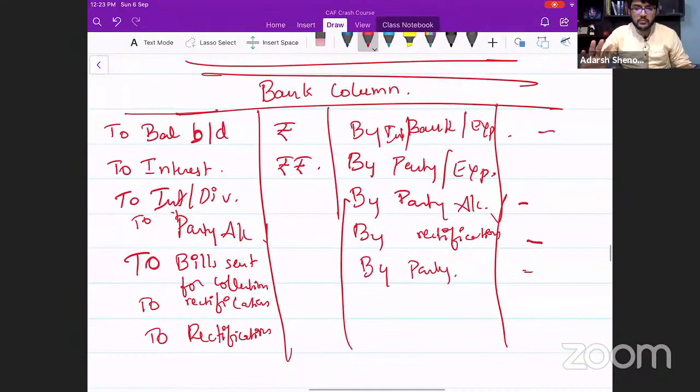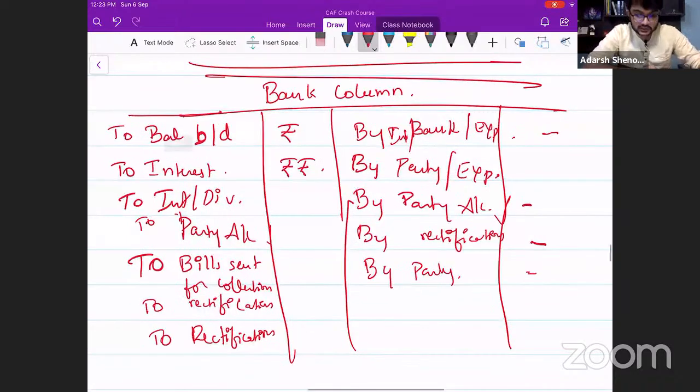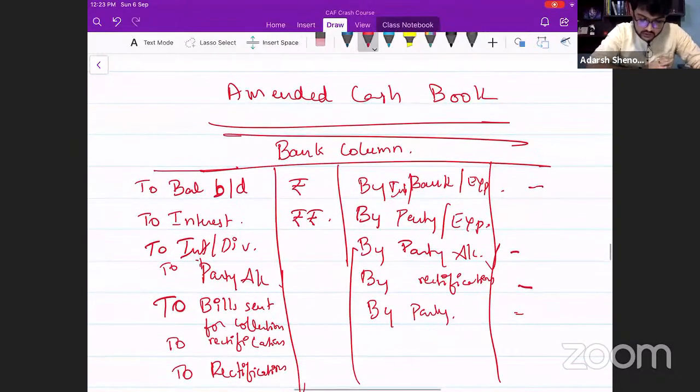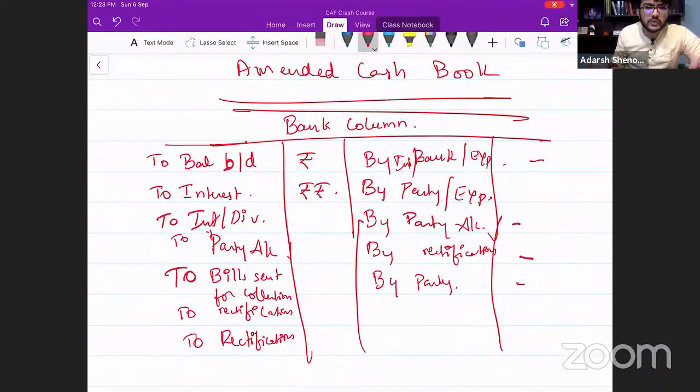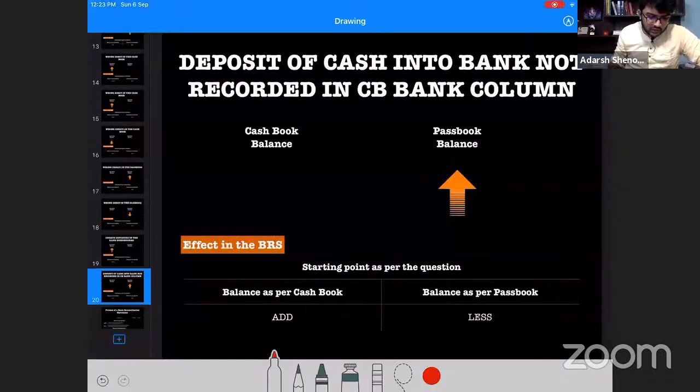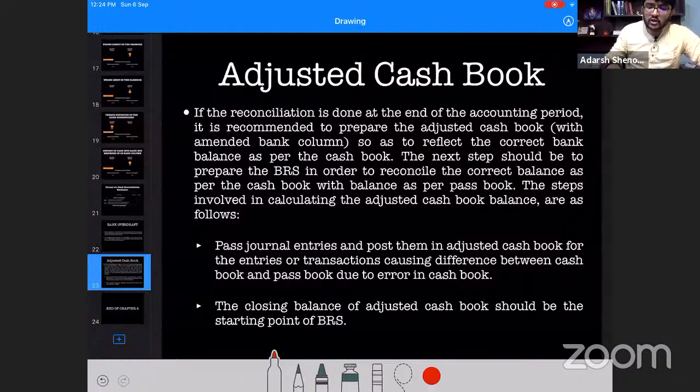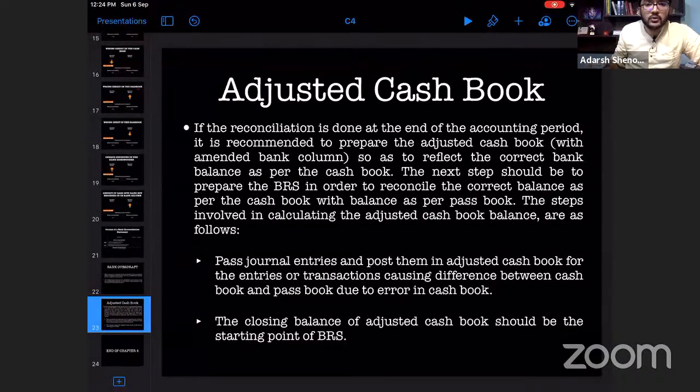This is the amended cash book. Now remember, what do we record in the amended cash book? Only the errors in the cash book are to be recorded over here. What will appear in the BRS? Can you tell me what items appear in the BRS? The timing differences and errors in the passbook will appear in the bank reconciliation statement. Only items relating to errors of omission or commission in the cash book bank column, we're talking only about the bank column, will appear in the amended cash book. This is it, guys. That is the concept of the amended cash book. There is nothing complicated about it.